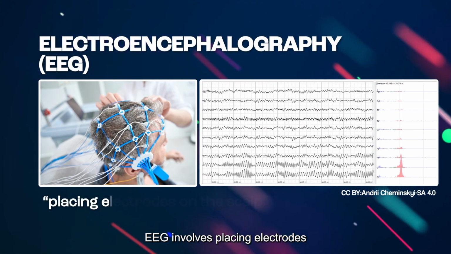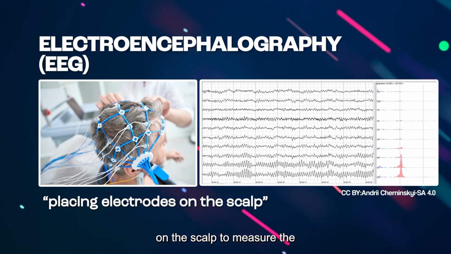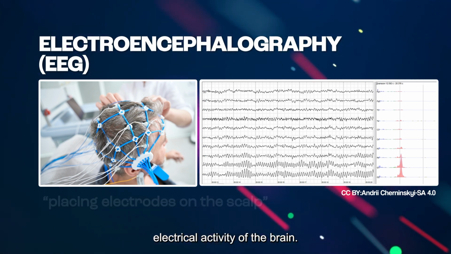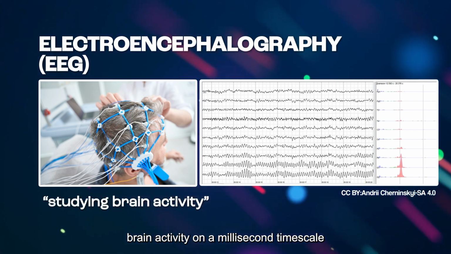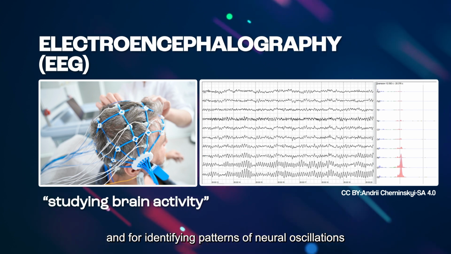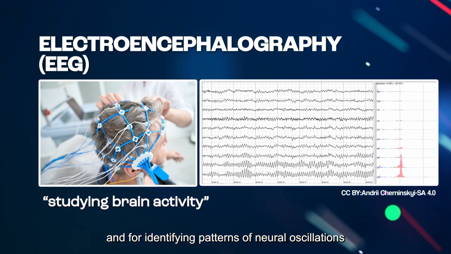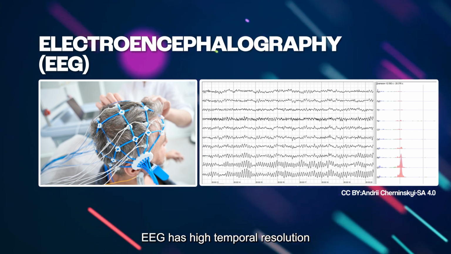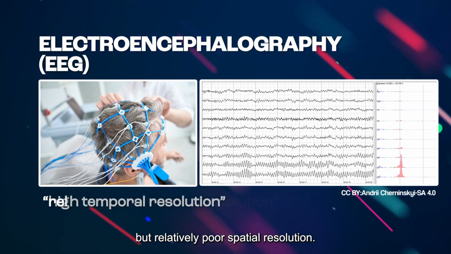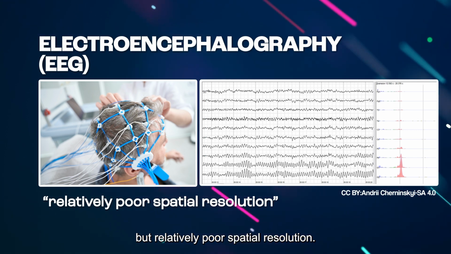EEG involves placing electrodes on the scalp to measure the electrical activity of the brain. It is particularly useful for studying brain activity on a millisecond time scale and for identifying patterns of neural oscillations associated with specific cognitive processes. EEG has high temporal resolution but relatively poor spatial resolution.